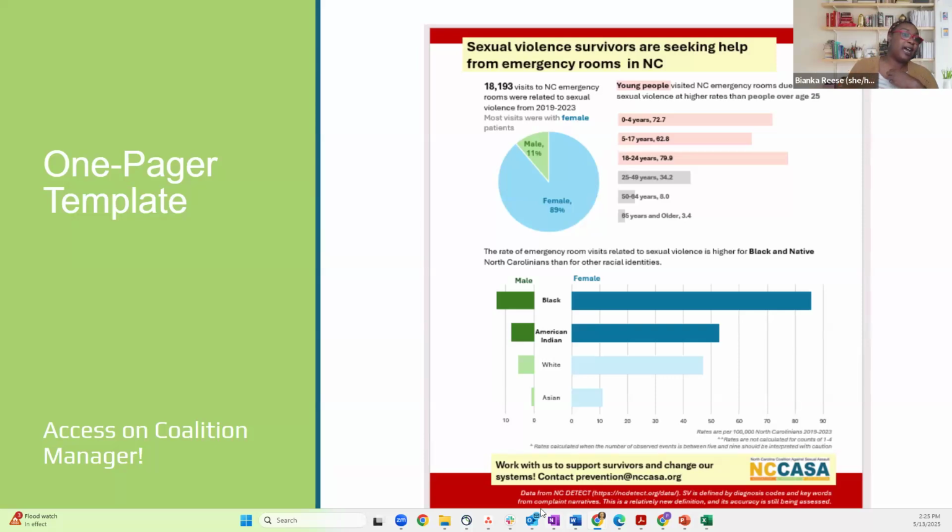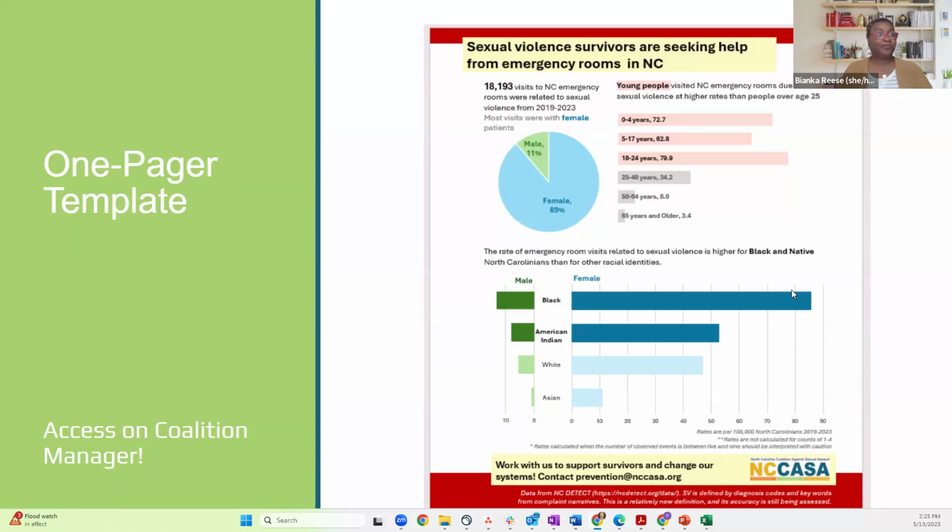At the bottom, it has the caveat for the definition of sexual violence, saying that this is not complete and the accuracy is still being assessed. Please always include that description if you are sharing the data from the graphs. Like Vivian said, you can share the information from the graphs, but again, it tells the big picture. It doesn't give definitive numbers.